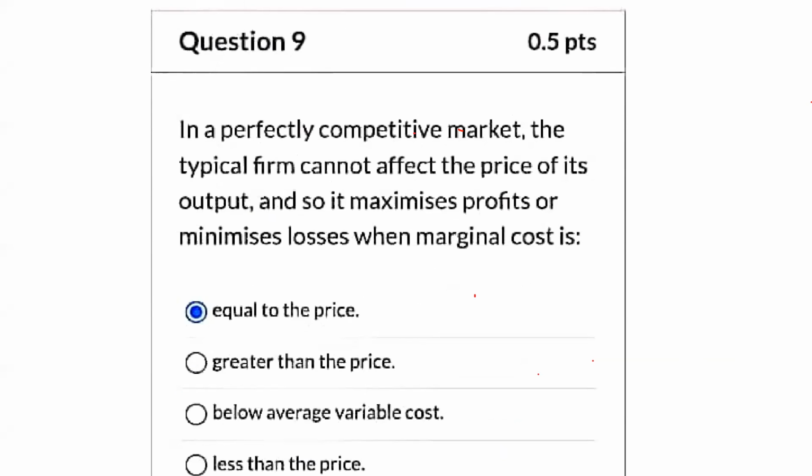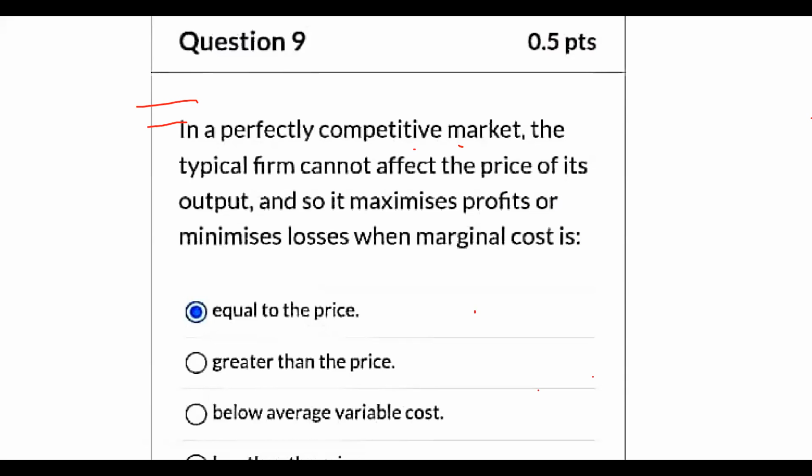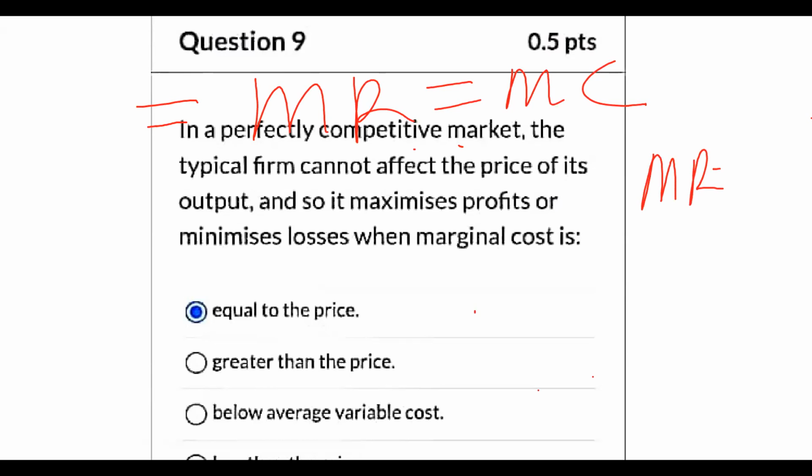So in short, when does the perfectly competitive market maximize profit? That condition. When is profit maximized? We say that when marginal revenue is equal to what? Marginal cost, right? That is the point. And we know that marginal revenue is equal to price under perfect competition, right? And it is also equal to average revenue. So therefore, when the marginal cost is equal to price. Did you get that?